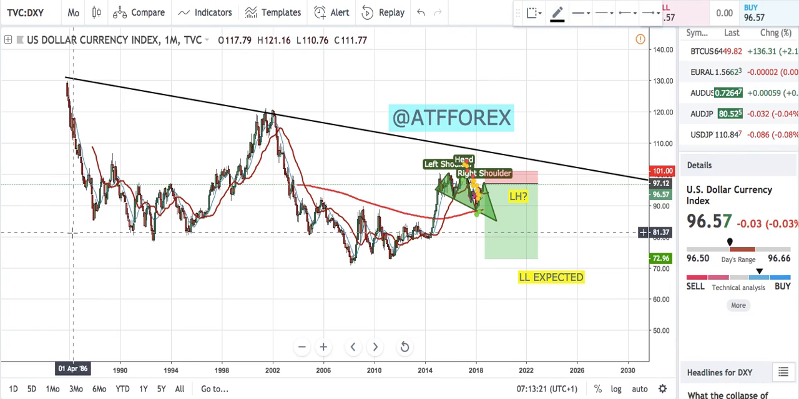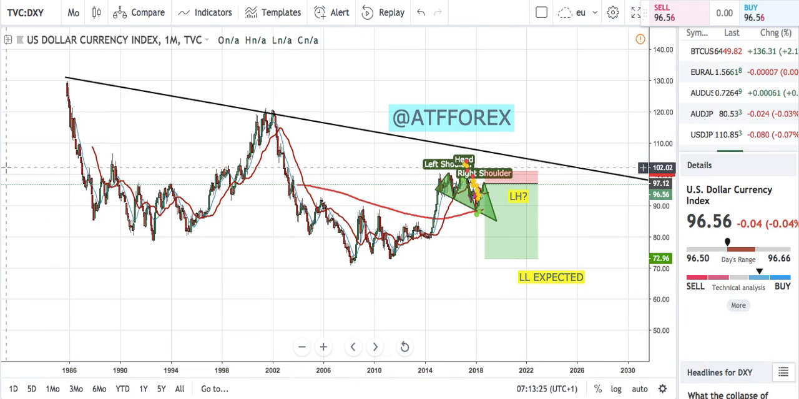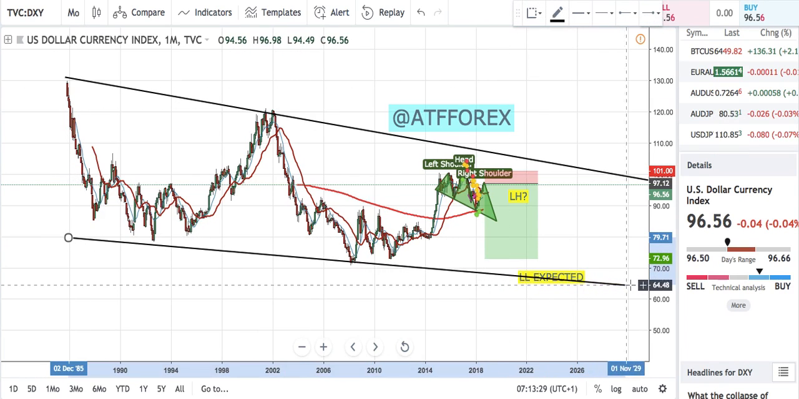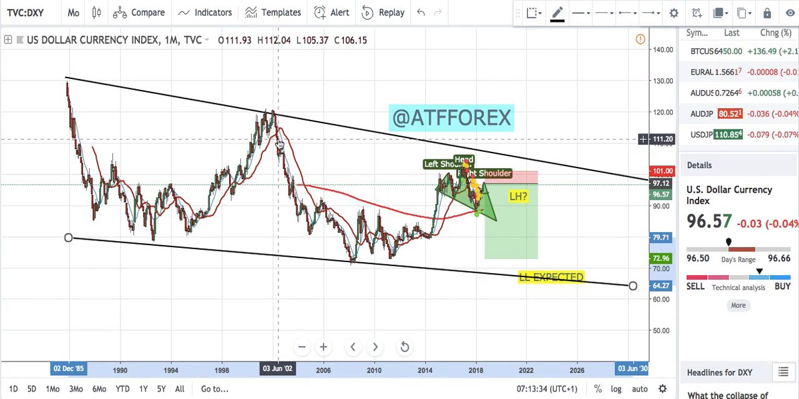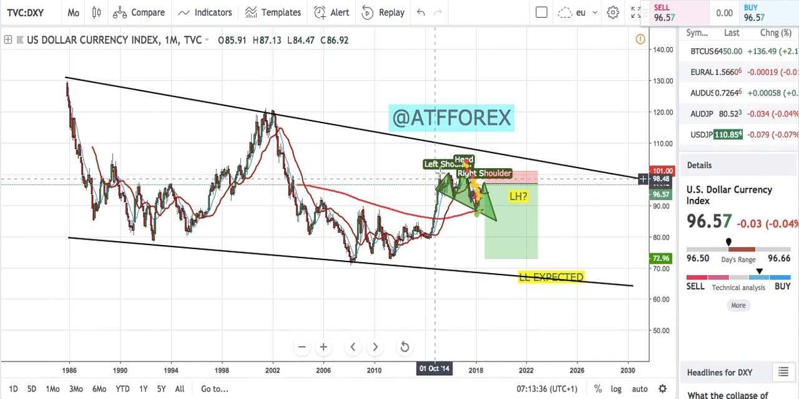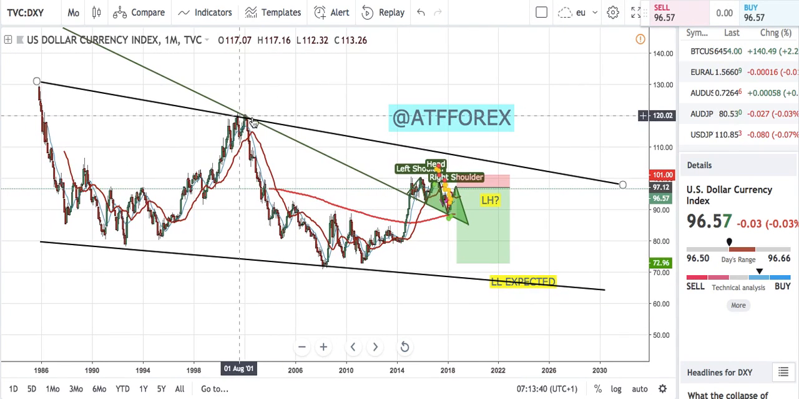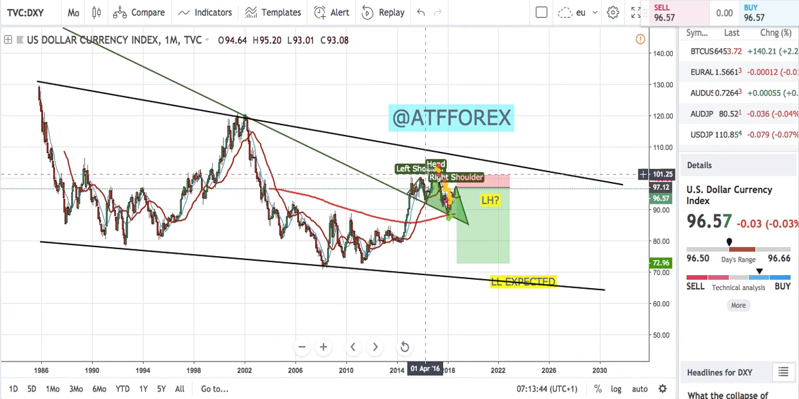As you can see, we've formed a channel on this index. We've got a high, a low, another high, another low, and we're almost creating another high across this resistance line where this trend line is right now. So what I expect, and I've been calling this time and time again, is the death of the US dollar.